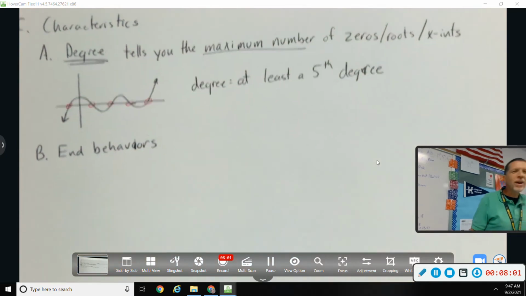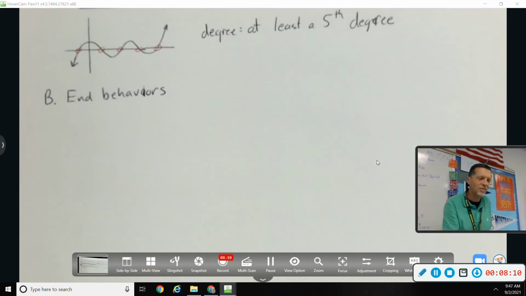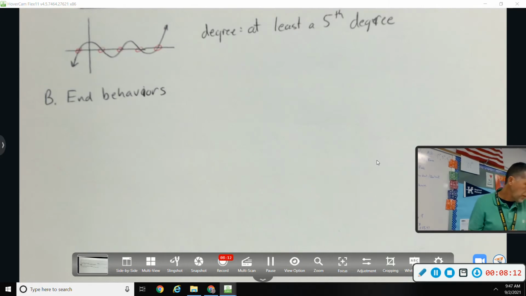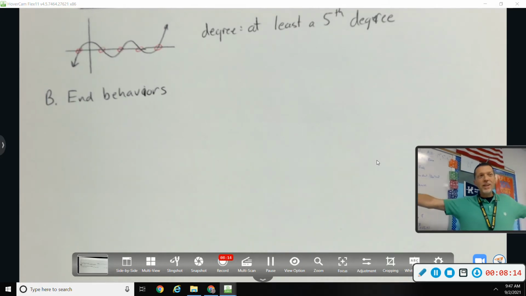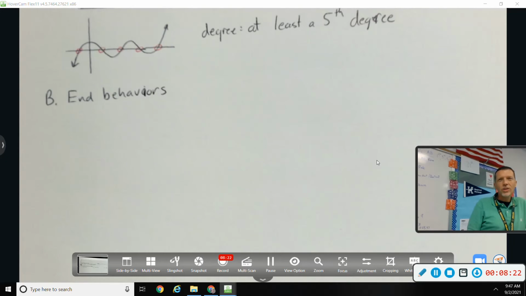You hate end behaviors. End behaviors is easy. Bad memories, huh? Well, maybe we can explain it a little differently than you heard it previously and make it make sense. The end behavior is like what's happening at the ends. Like when x gets really big or when x is really small, is it going up or is it going down?